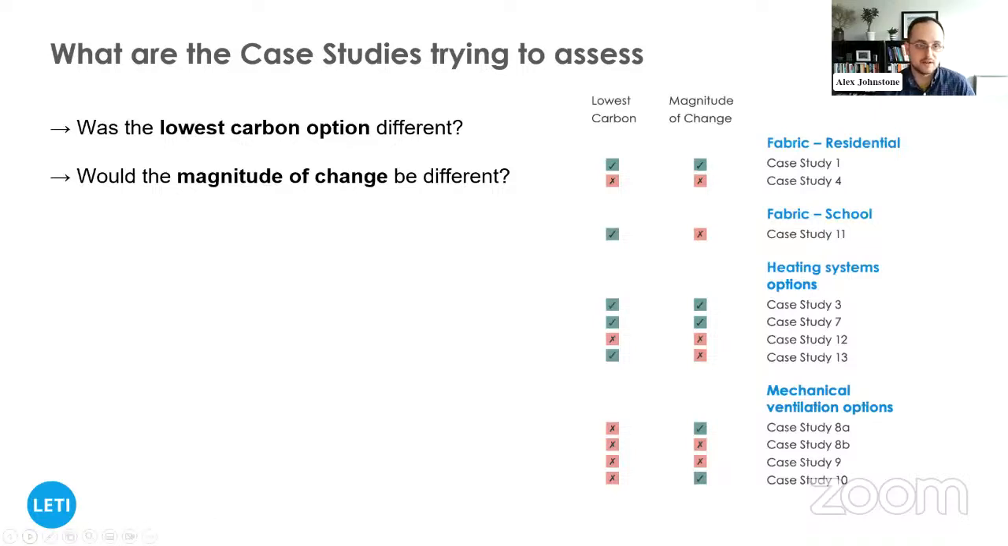There are a couple of examples, and the table is just describing where we felt these things were affected. Probably about half of the case studies, the lowest carbon option was different, and about half there was a difference in this magnitude of change. So there were some cases where it was affected and some where it wasn't.